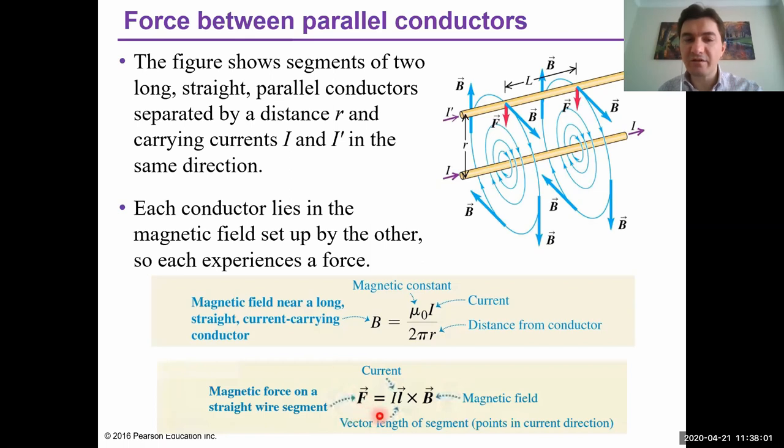The force is given by current times L times B. B is this one produced by that current carrying conductor. So we have magnetic field lines like this. This is B produced by that one, and the force acting on that wire is due to the magnetic field produced by that current carrying conductor. By using the right-hand rule, you can find that the direction of the magnetic force is in that direction. So this is attractive force between the wires.